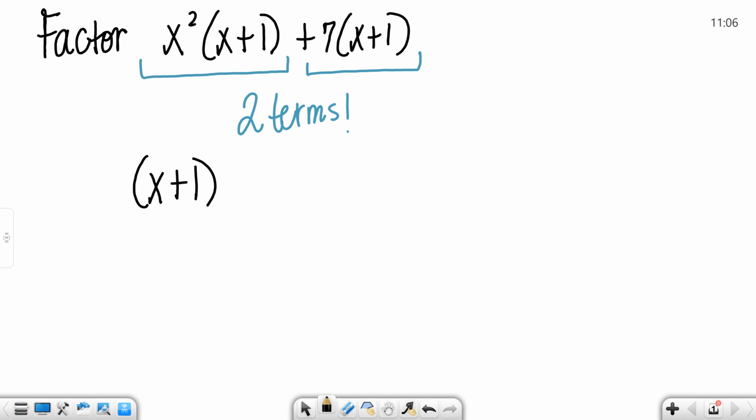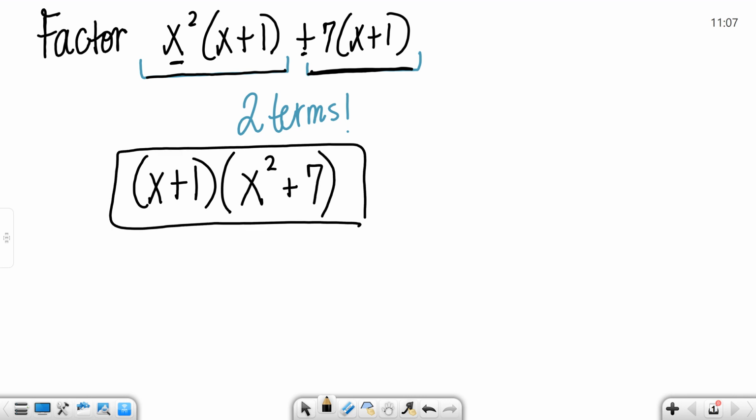So I'm going to factor out the x plus 1, and I will multiply by what is left. If I factor out x plus 1 from this first term, I would only be left with the x squared. Okay, now I bring down this little plus sign. If I factored out x plus 1 from this second term, I would only be left with a 7. So my answer is x plus 1 times x squared plus 7.